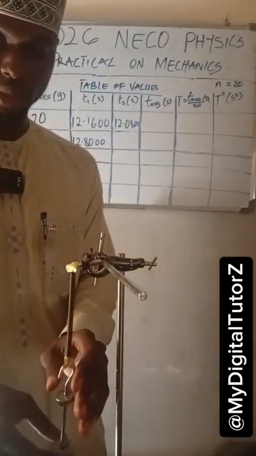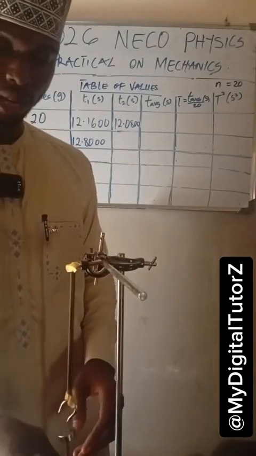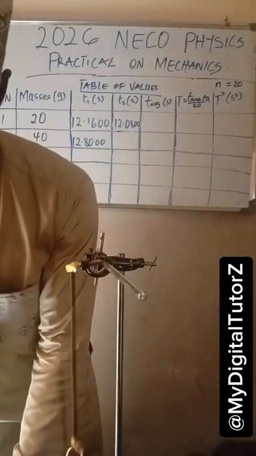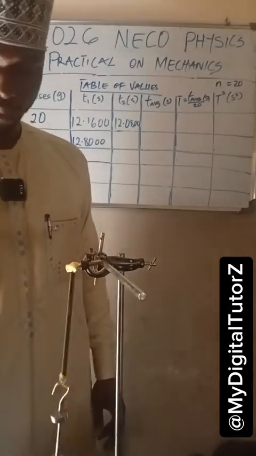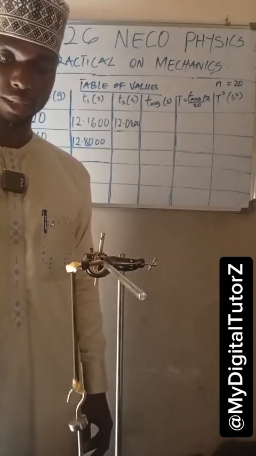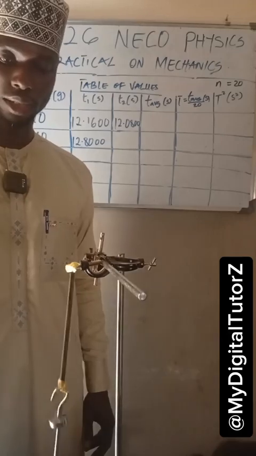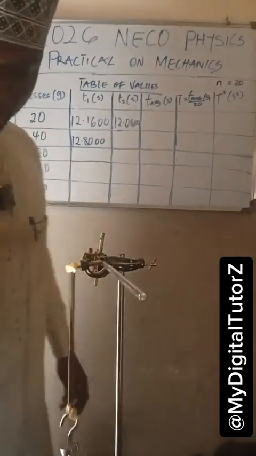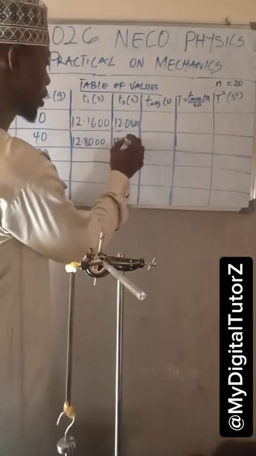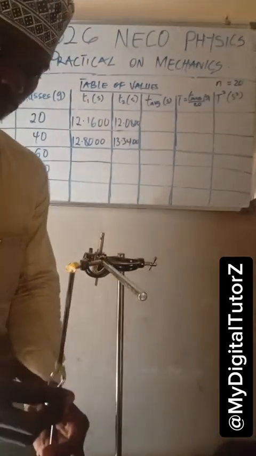So let's go for the second one. It is dangling, so I don't like this. Okay, I'm about to start. 1, 2, 3, up to 20. So here I have 13.3400. Okay, so now I'm done with mass 40.